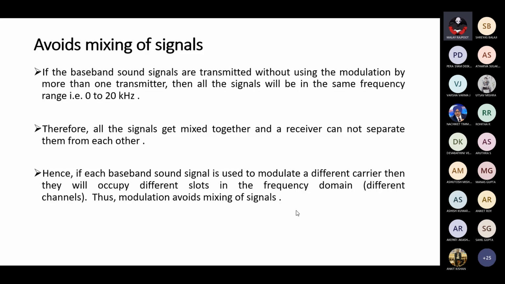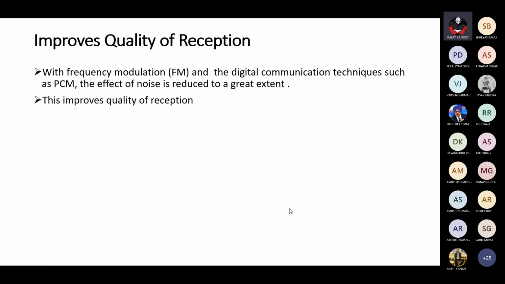So this is again the purpose why we modulate the signal: it improves the quality of reception. With frequency modulation and digital communication techniques such as PCM, the effect of noise is reduced to a great extent. You can find the difference between digital transmission and analog transmission, right? In olden days when we used analog transmission, the signal quality was lower. If you use digital communication, the signal quality has greatly increased and the effect of noise has been reduced.